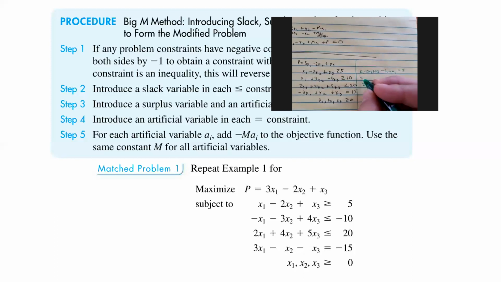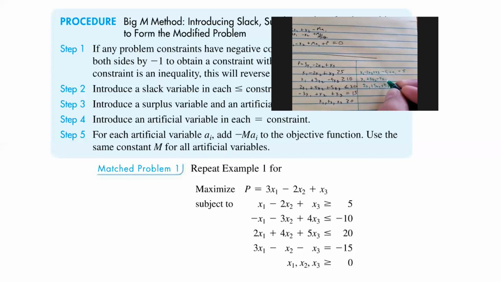And then here we have x sub 1 plus 3x sub 2 minus 4x sub 3. Then I'm going to subtract off the surplus variable. And I have s sub 2 plus a sub 2 equals 10. All right. Now we need to go down and do our last one, which is basically step 4, introducing artificial variables in each constraint with each equals constraint, sorry. 3x sub 1 plus x sub 2 plus x sub 3 plus a3 equals 15.